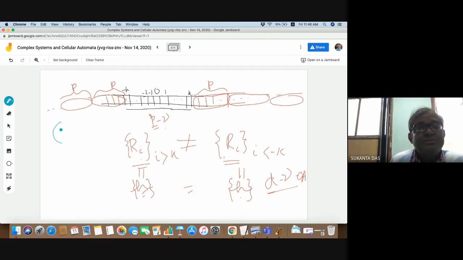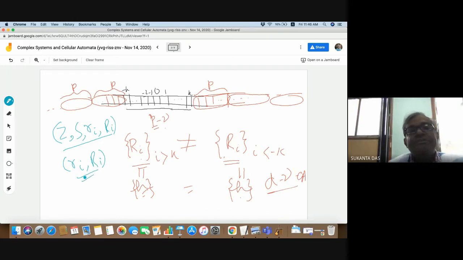This is the definition: Z, S, Ri, small r_i, capital I. This I have used. The important thing is the pair I and Ri. This pair is important. This I is a cell number, and in which cell, which rule is used for that. This is important.